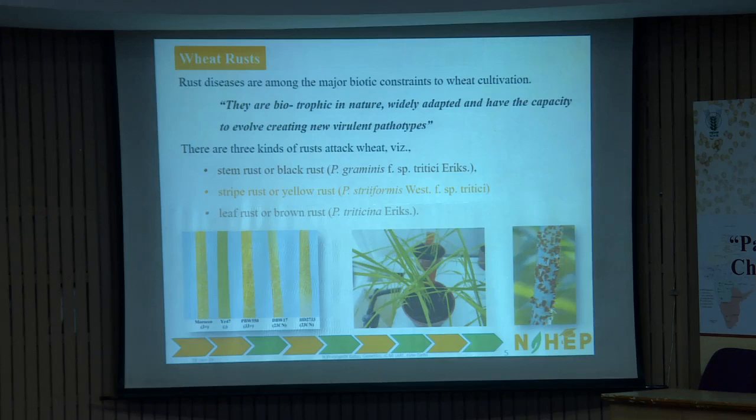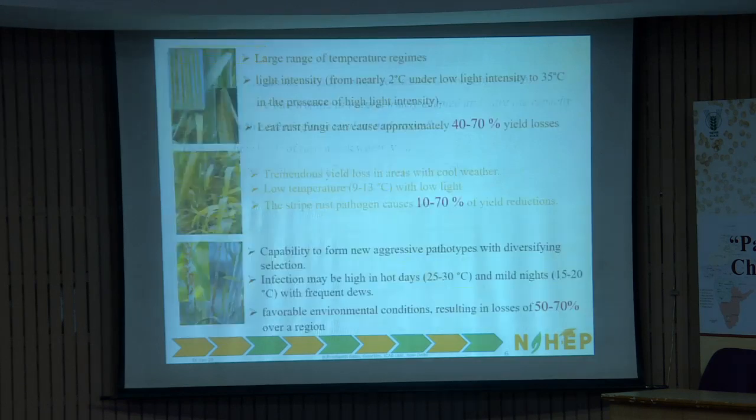So we have 3 kinds of rust. Many things have already been covered in earlier slides. If you look at them individually, as far as evolution of pathotypes is considered, stem rust is very aggressive. It can give rise to pathotypes which are very, very dangerous.